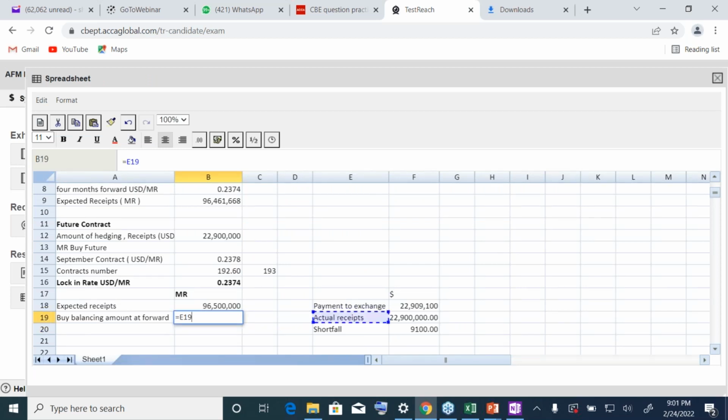Is equal to 9100 divided by 0.2370. So the net payment will be, the upper cell is the receipt, below is the payment. So the net receipt will be 96.46 million. Net receipt. So this is the answer, 96.46 million.